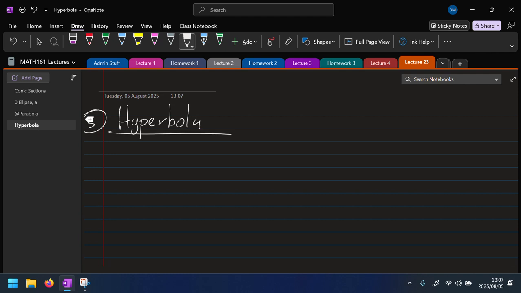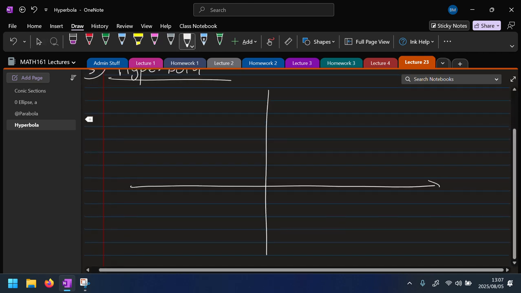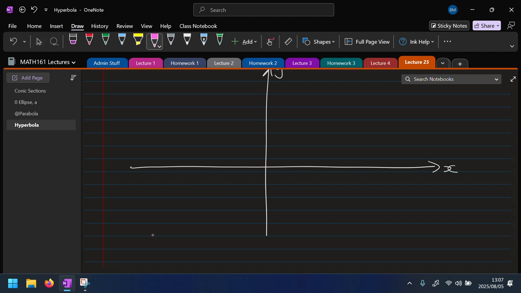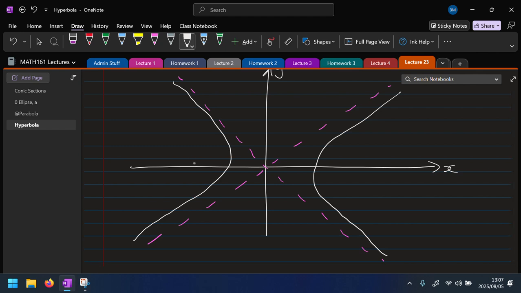So how do we define the hyperbola? Very similar to before. We have x and y. It's a little bit different because this one has asymptotes. So we're going to have 2 asymptote lines, like that. You know your dotted line for asymptotes. And the hyperbola is drawn in between these like this. Something like that.